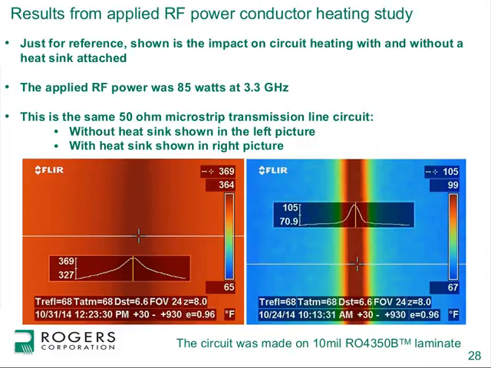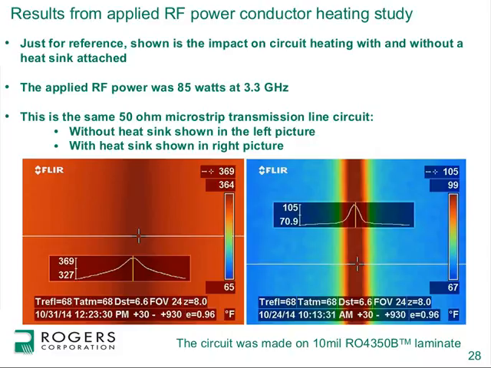And you can see things got pretty toasty, about 369 degrees F in the center of the conductor, and there was a lot of heat spreading off to the sides of that on the surface of the circuit, mainly because it had no place else to go. And then when you take that same circuit and attach it to a heat sink and put the same power through it, that's the right picture.